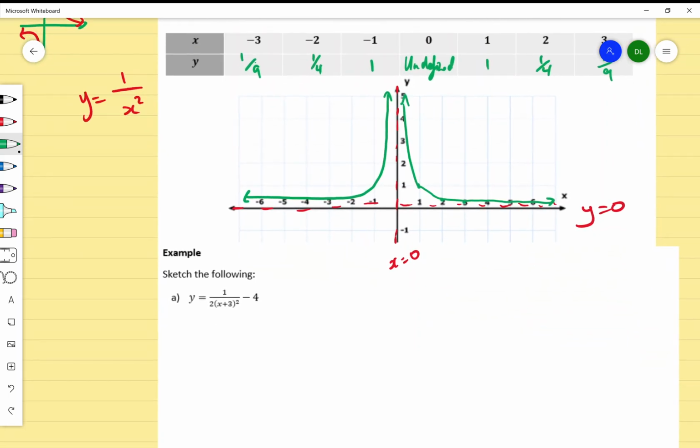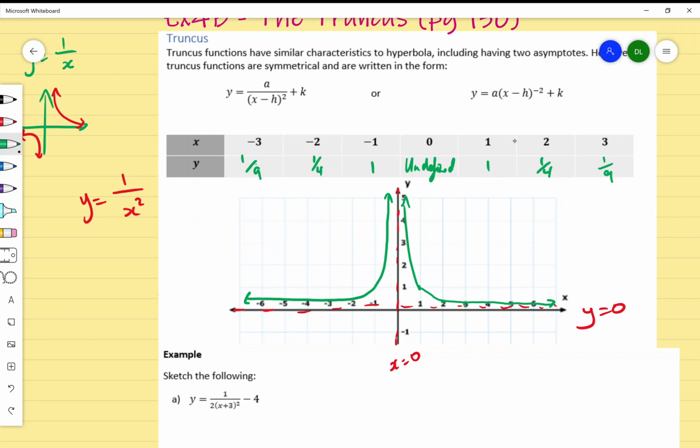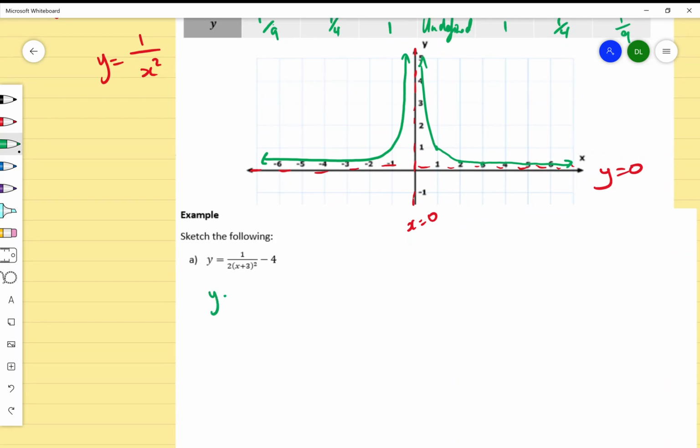So the same thing, and I'm going to put this into practice with an example that's quite difficult right off the bat. We've got y equals 1 over 2 times (x plus 3) squared minus 4. Now the first thing some of you might think is to expand the brackets. We don't expand the brackets. It's already in this form here, where we have some number over (x minus h) squared plus k. Now what you could do is write it as y equals a half times 1 over (x plus 3) squared minus 4.